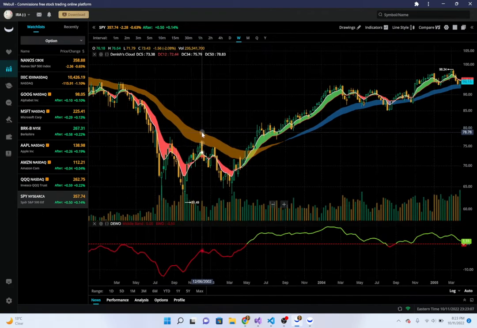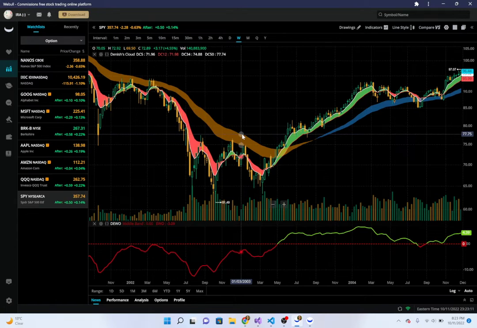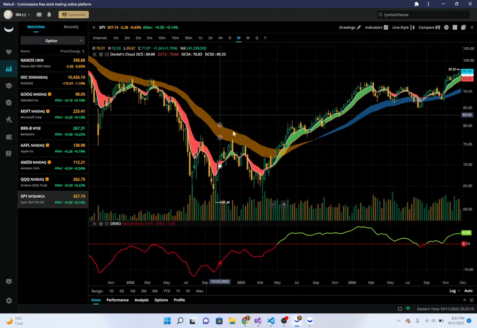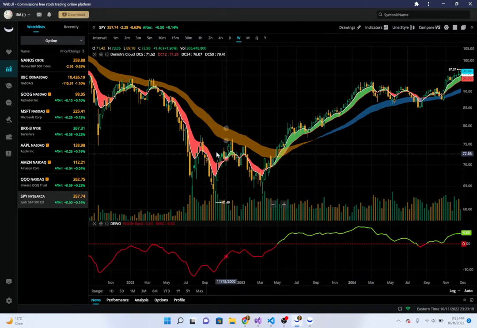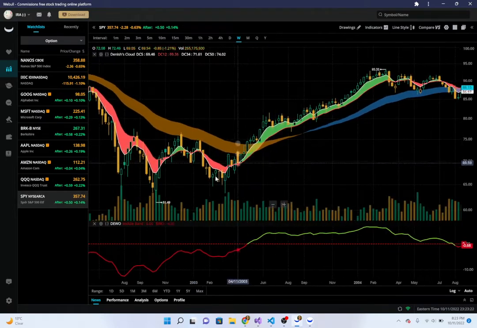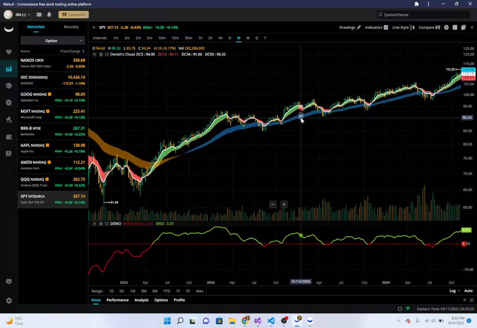And like I said, this cloud does not just remain chopped. This cloud ends with a tail. See how this orange is ending with a tail, and then the blue is picking up with a tail, and then see how this red is ending with a tail, and the green is picking up with a tail. Okay, all those kinds of things.